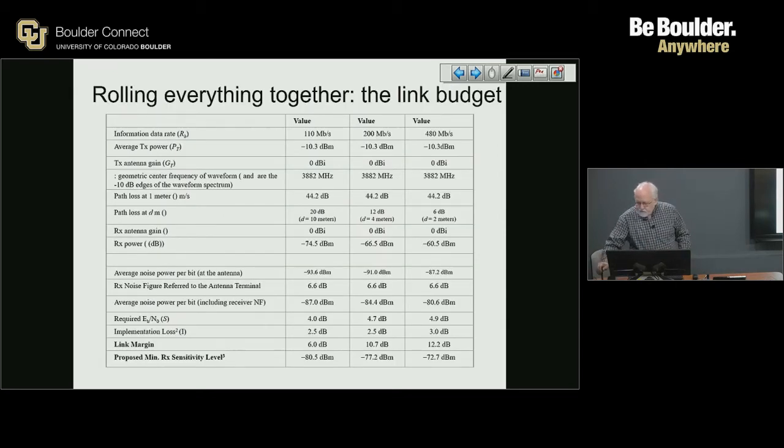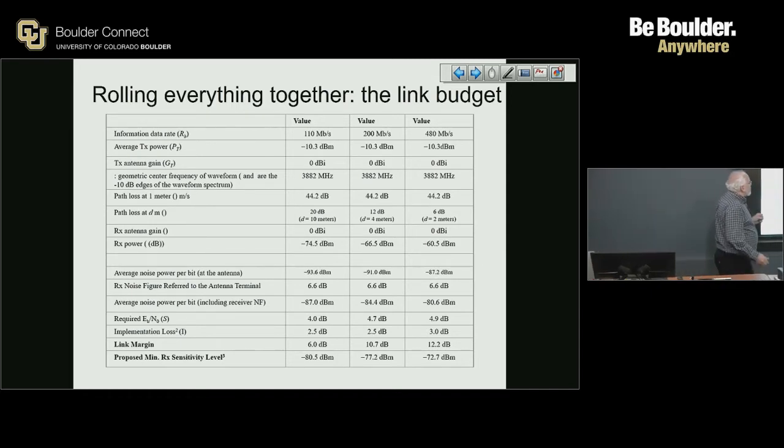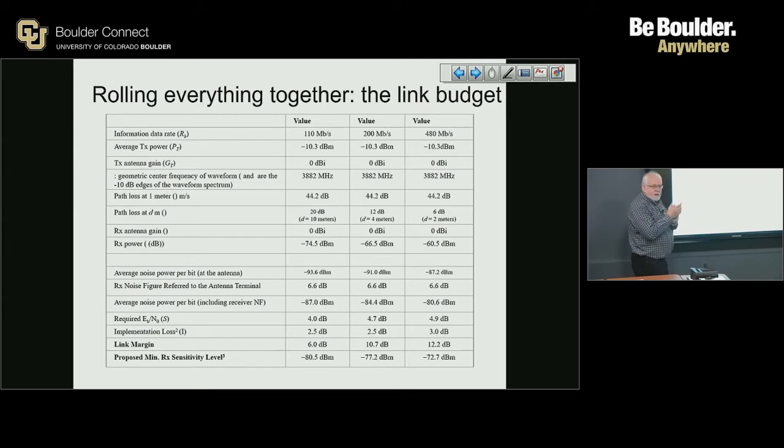So this leads us to something called the link budget. And this is actually a fundamental thing in doing communication systems design. You may have seen it in other classes. But you start at the transmitter and say, okay, this is how much power I'm putting out. The transmitter antenna has a certain gain.